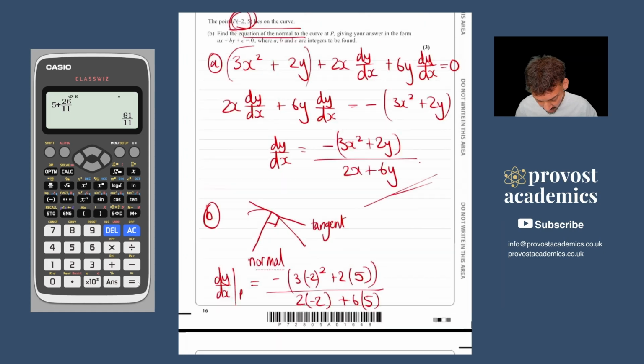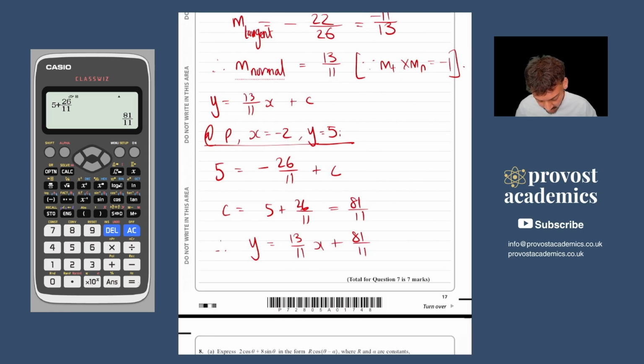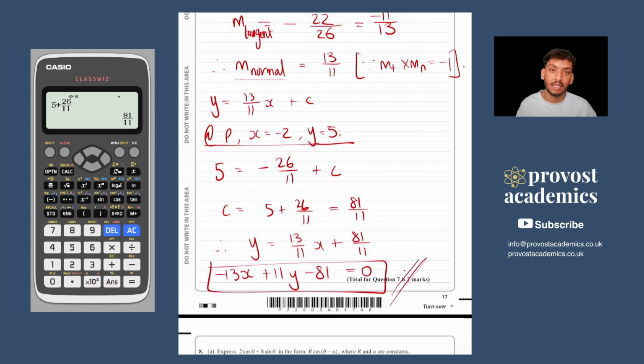Looks like they want it in this format, so we'll need to bring everything onto one side, so that we're looking for minus 13x plus 11y minus 81 equals 0. So we multiply everything by 11 and then bring everything to the other side.